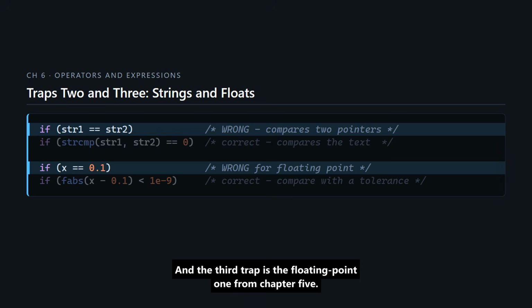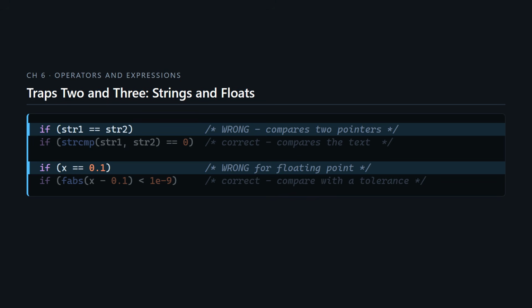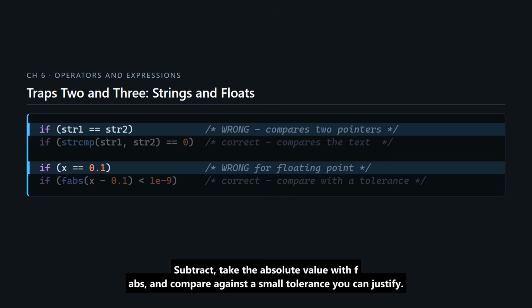And the third trap is the floating point one from chapter 5. Comparing a double with double equals asks for exact bit equality, and arithmetic that should mathematically land on 0.1 usually lands a hair away from it. Subtract, take the absolute value with fabs, and compare against a small tolerance you can justify.